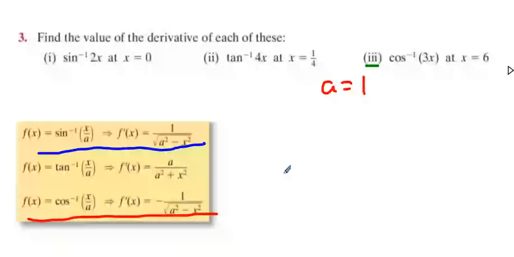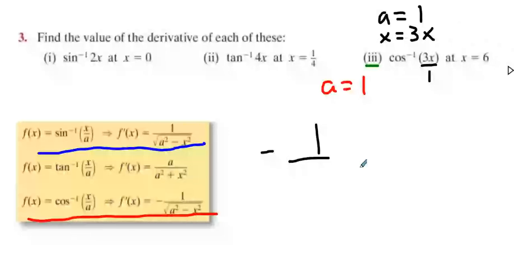Okay, let's find out. Is everybody agreed that it's 3x over 1? Everybody agreed with 3x over 1? Everybody happy with saying that a equals 1? And instead of x, it's going to be 3x. All right?